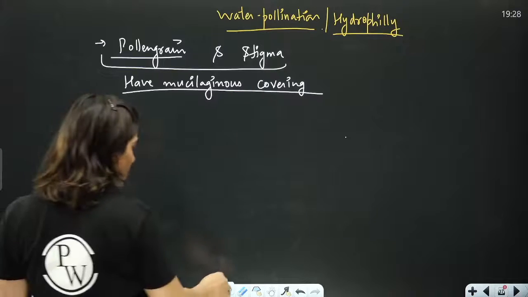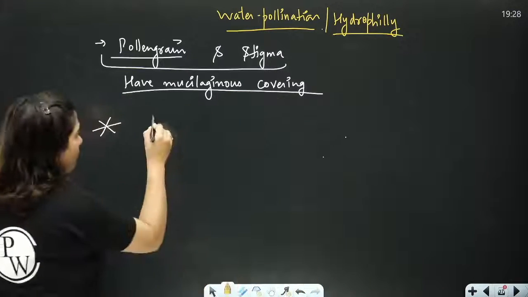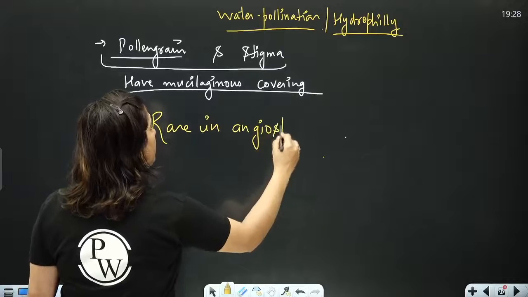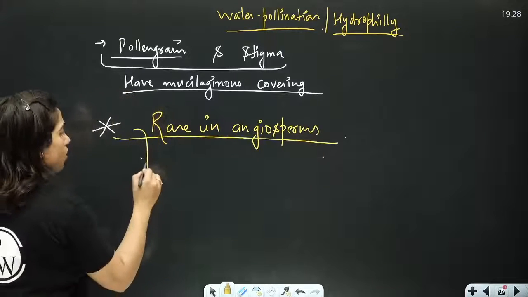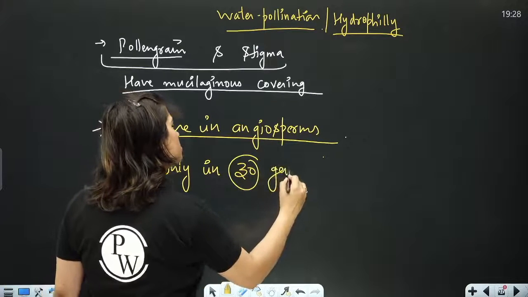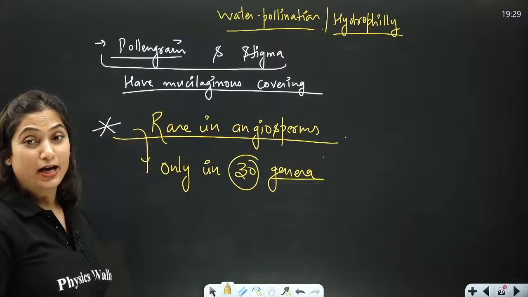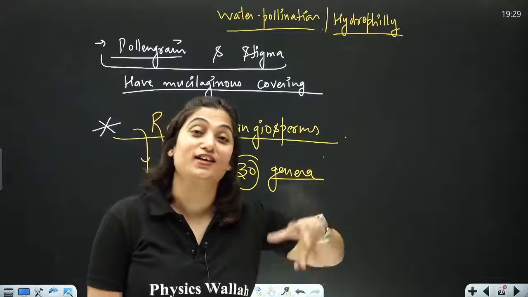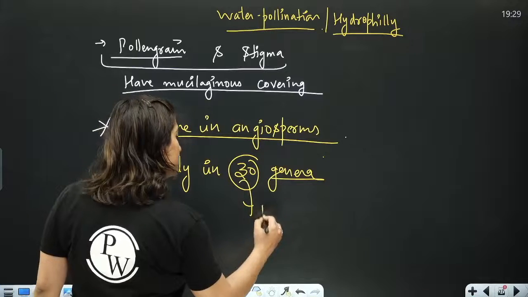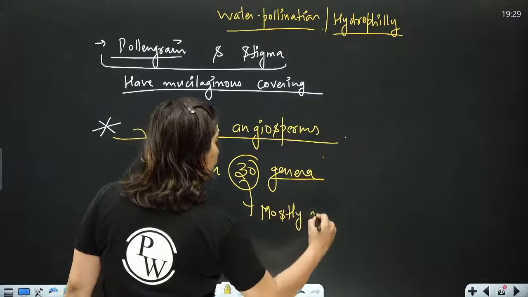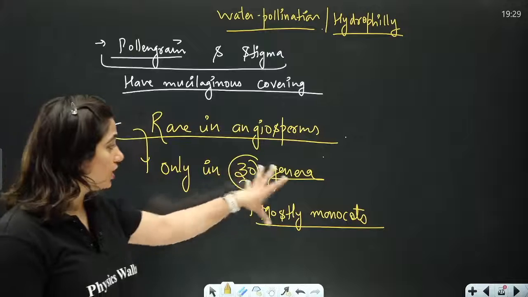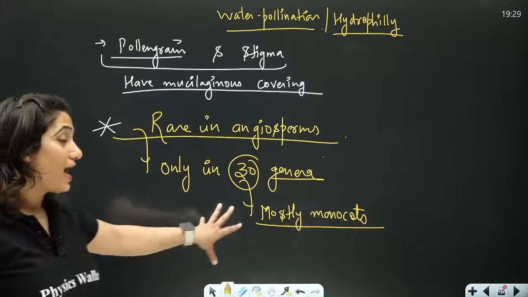Now, what is important regarding water pollination is that this is very rare in angiosperms. Hydrophily is seen only in 30 genera. There are lakhs of species of plants present on Earth, and out of them, hydrophily is seen only in 30 genera of angiospermic plants. And amongst those 30 genera, mostly monocots are there. This is an important line: hydrophily is very rare, restricted only to 30 genera of angiospermic plants, and those plants are mostly monocots.